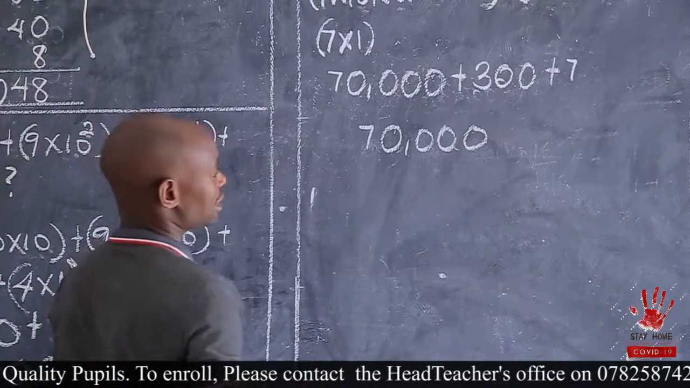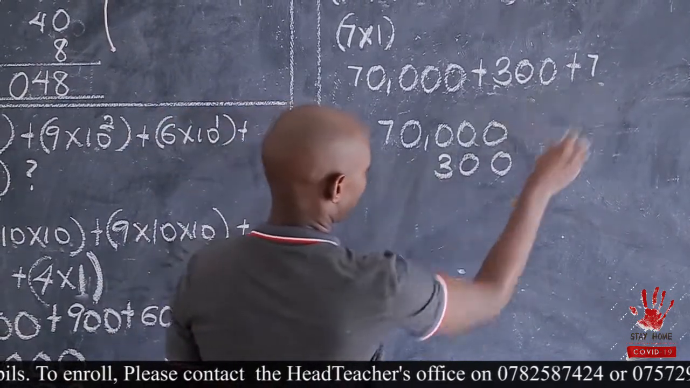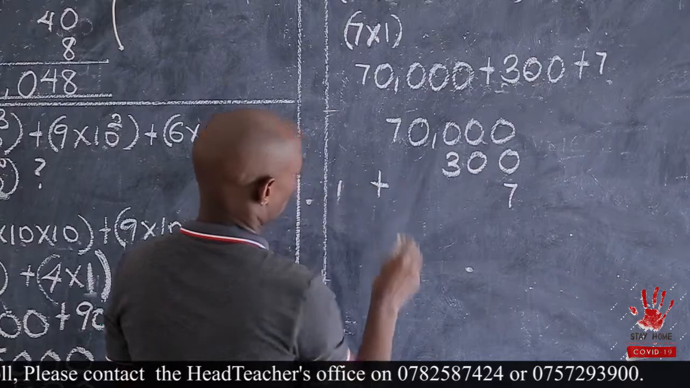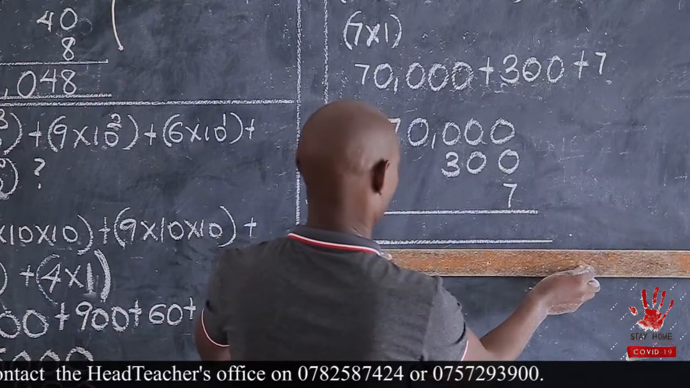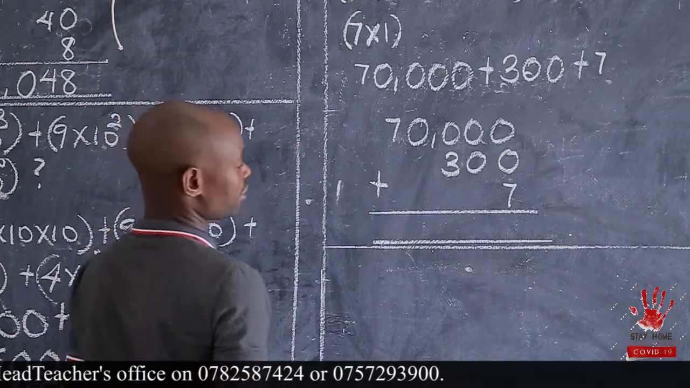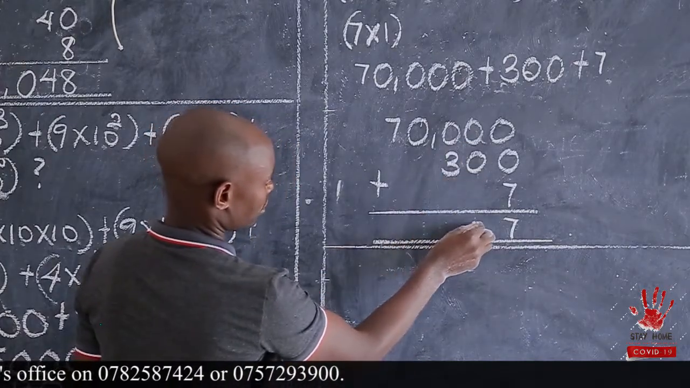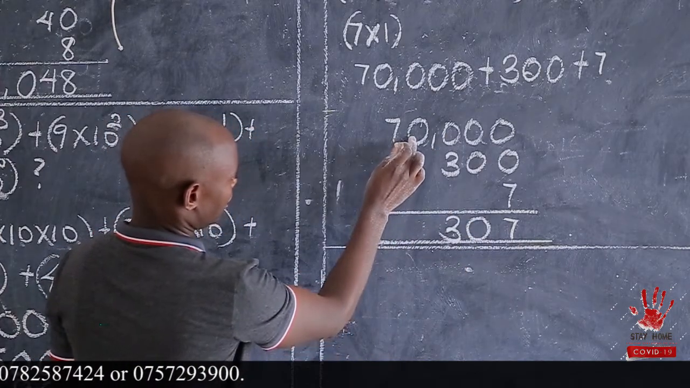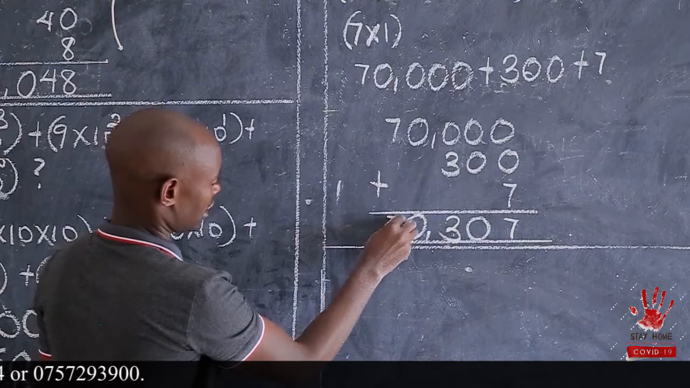Follow the place values very fast, plus 300, so we have 0, 0, then 3, then plus 7. And we are adding. Okay, so we add, and when we are adding, we begin from ones. 0 plus 0 plus 7, we are getting 7. 0 plus 0, we are getting 0. 0 plus 3, we are getting 3. 0 plus 0, we are getting a 0. 7 plus nothing, we are getting a 7.